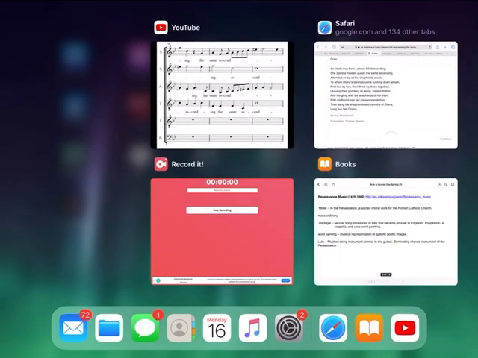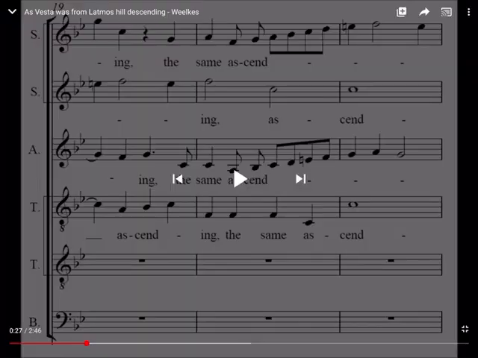So, let's follow this piece. Then I'll play a little bit of the other clip that I have up for you that actually lets us see the singers. Let's follow the text and visually see how the polyphony is moving.